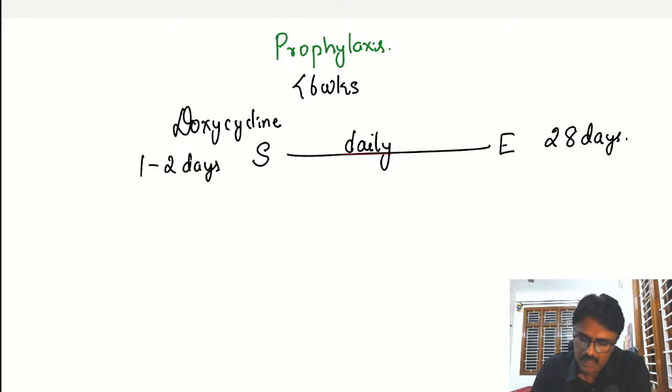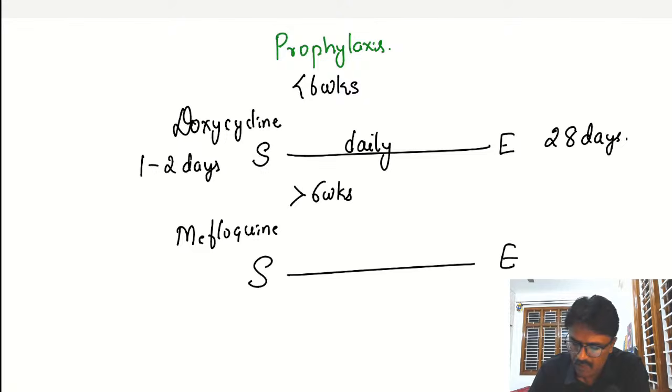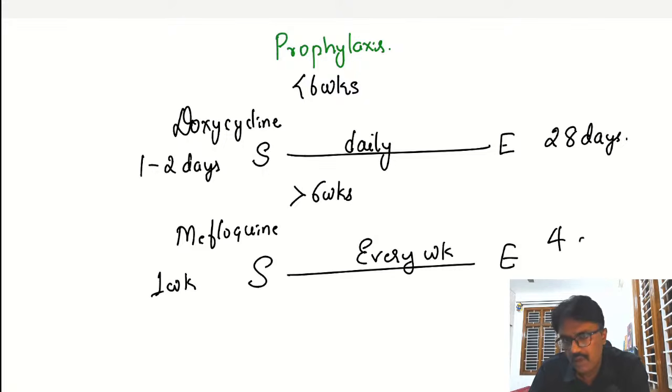Suppose a person is planning more than 6 weeks of travel to an endemic area. Then we use a longer acting drug, mefloquine, which works for almost a week. So this is the start of the journey, end of the journey. We give it 1 week prior. Then we give it every week. And after returning, we give it for another 4 weeks. So this is the prophylaxis of malaria.